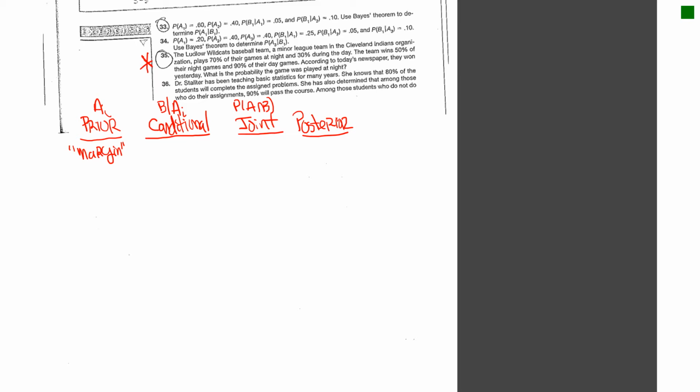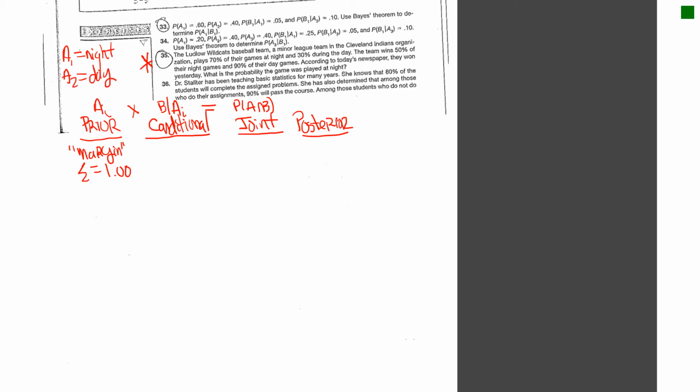But the basic idea is if you go back and look at the multiplication law for two dependent events, to get this joint probability, you're going to take the margin multiplied by the condition, and that is going to give you that joint. And just remember that the sum of your margins must equal 1.00. So if I look at this problem, it says the Ludlow Wildcats baseball team, a minor league team in the Cleveland Indians organization, plays 70% of their games at night and 30% during the day. So I can say let A1 represent the night games, and let A2 represent the day games.